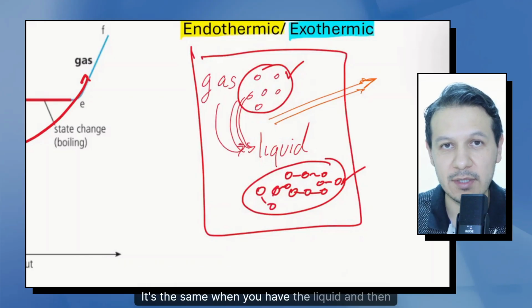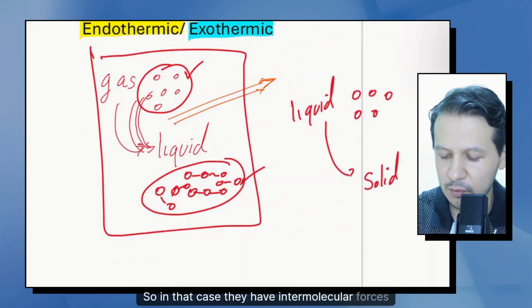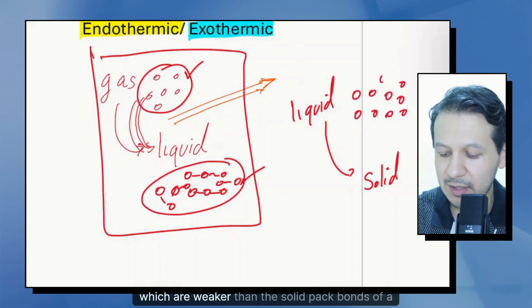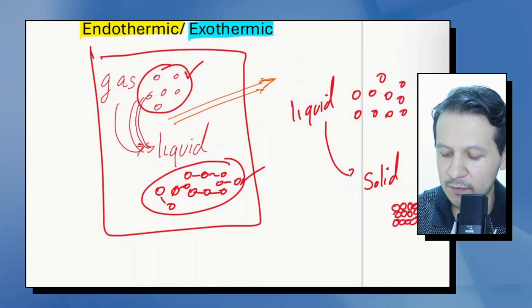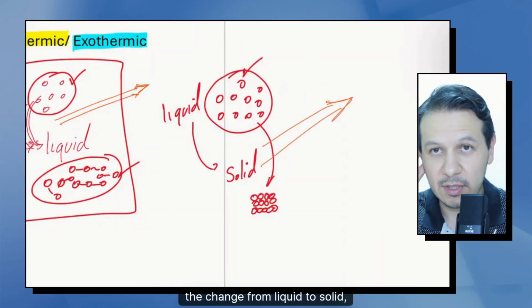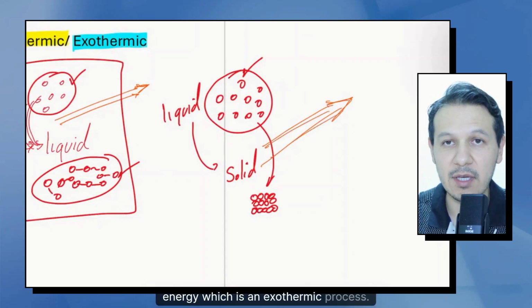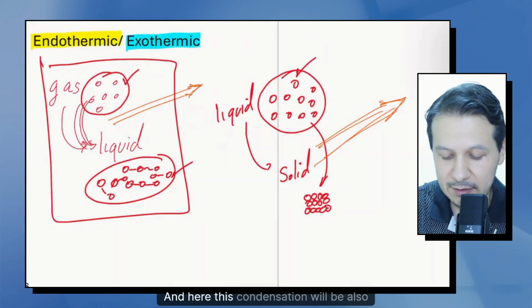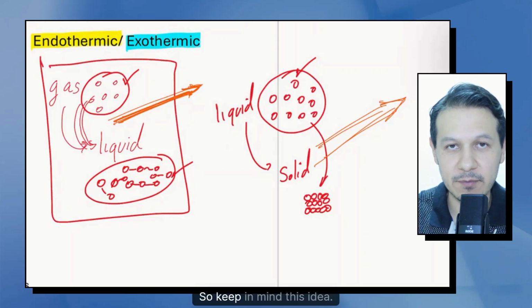It is the same when you have the liquid and then the solid. In that case, you have intermolecular forces which are weaker than the tightly packed bonds of a solid. The movement of these particles was very fast compared to the solid, and the energy goes to the surroundings. The change from liquid to solid, solidification, releases energy, which is an exothermic process. And condensation is also an exothermic process. So keep in mind this idea.